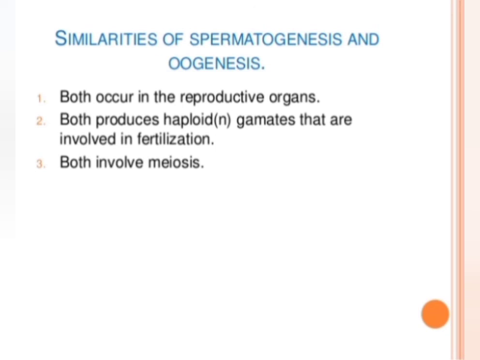Now the third similarity, both involve meiosis. But in oogenesis, the second meiosis will occur only if the sperm penetrates the secondary oocyte. So this is the major difference. So that's all for the oogenesis process.